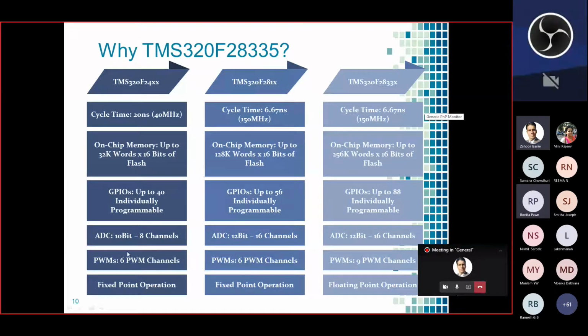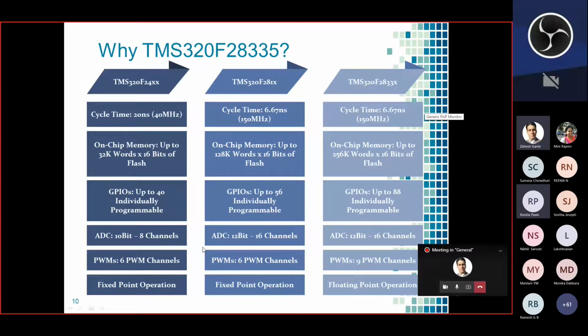And coming to ADCs, actually this 8-channel ADC is sufficient, but it has only 10 bits. So for precision, here you have a 12-bit ADC in 2812 and 16 channels. The same 16 channels and 12-bit ADC have been carried forward to this 28335. So there is no change in it.